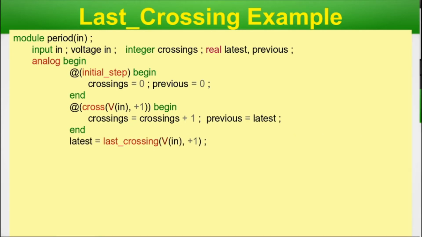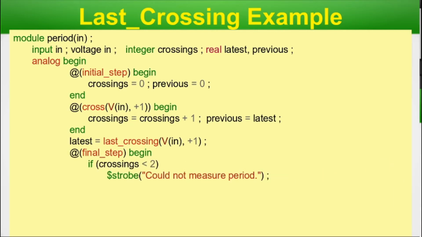Then we write that latest is equal to the last crossing, the function that we already just now discussed, and v in is the first expression, and then the +1. Okay, then at the final step what we do, if crossing is less than 2, we could not measure the period.